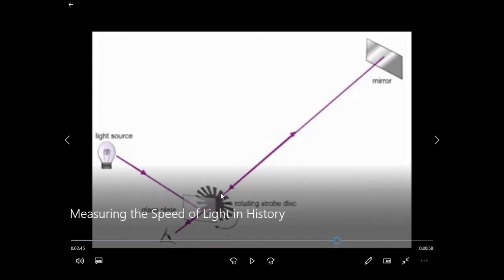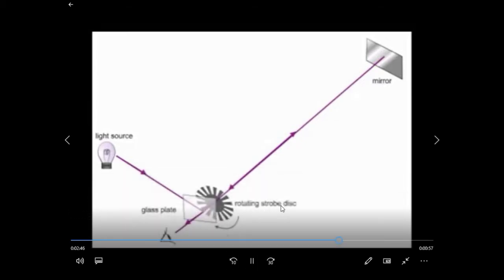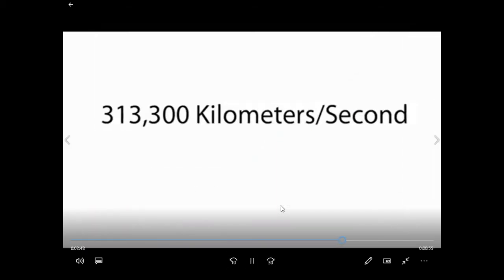And so if light has to travel 5 miles this way and 5 miles back, we might actually be able to make the teeth on this thing go fast enough to block that light, and therefore we wouldn't be able to see it. But when we do see it, then we can actually measure the speed of light. This speed of light is about 313,300 kilometers per second.